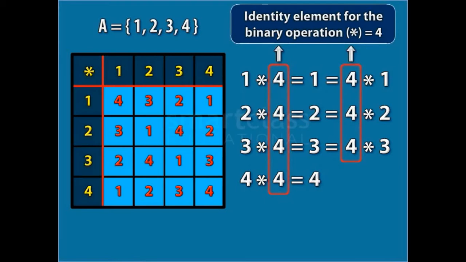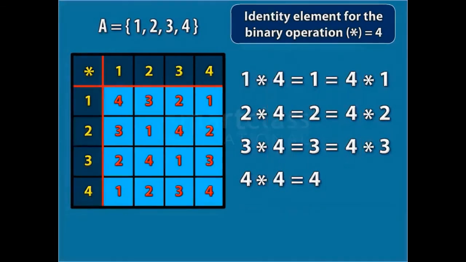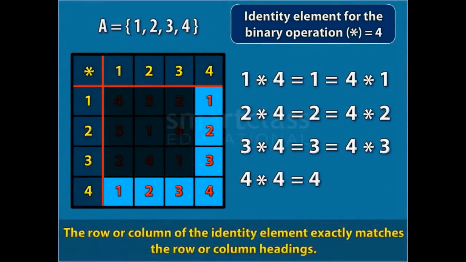This helps to generalize that an element E belonging to a set X is an identity element for the binary operation star if A star E equals A, which equals E star A for all A in the set X. Here is an easy way to look for the identity element from the operation table. The row or column of the identity element exactly matches the row or column headings.